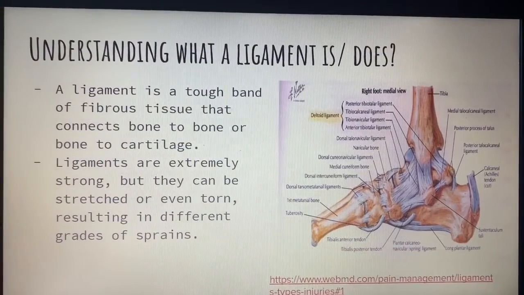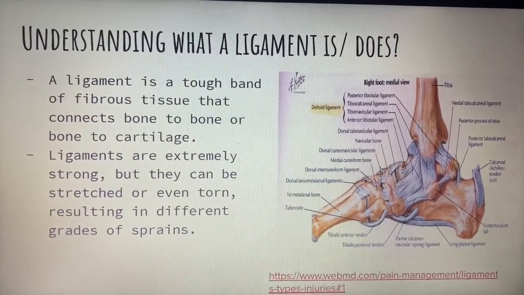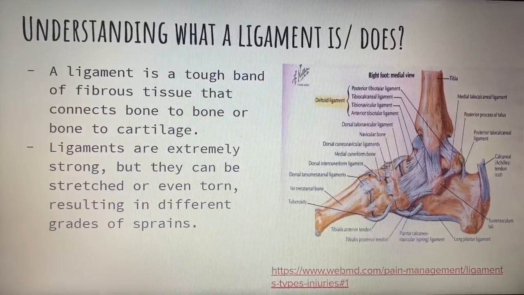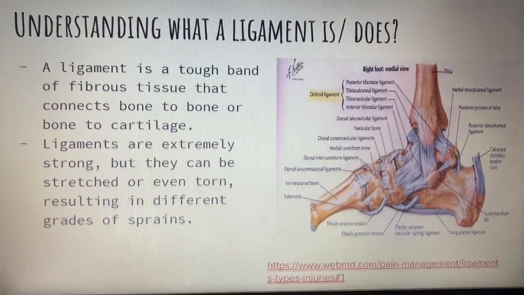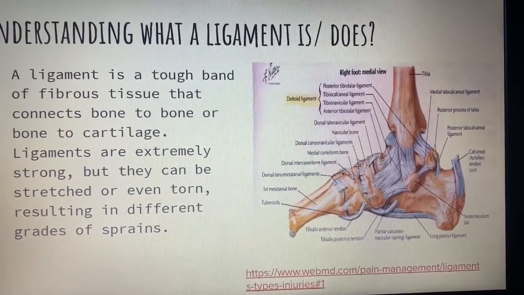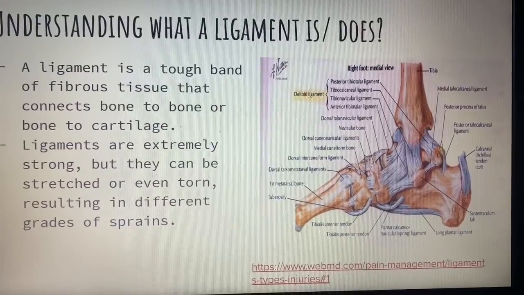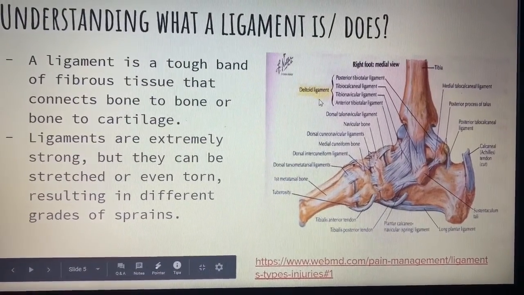Understanding what a ligament does. A ligament is a tough band of fibrous tissue that connects bone to bone or bone to cartilage. Ligaments are extremely strong. However, they can be stretched out or even torn, resulting in different grades of sprains. So over here is just a medial view of a foot. As you can see, the different ligaments on the inside of someone's right foot are known as deltoid ligaments.